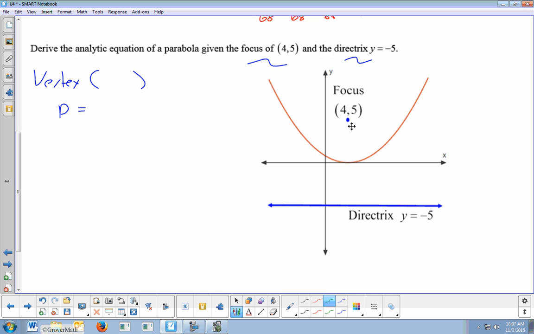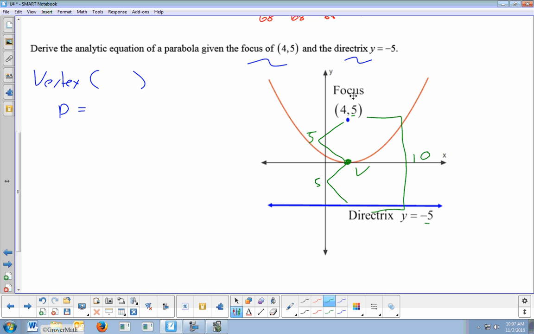But I think the first thing that you should find is that p-value. And p is the distance between the vertex and focus or directrix. But since the vertex is in the middle, if we could find the distance between the focus and directrix, p is going to be half of that. And that's going to help us find the vertex too. So looking at the focus and directrix, again, just looking at the y values, 5 and negative 5, they have a distance of 10, which means that the distance between the focus and vertex has to be 5. The distance between the vertex and directrix has to be 5.